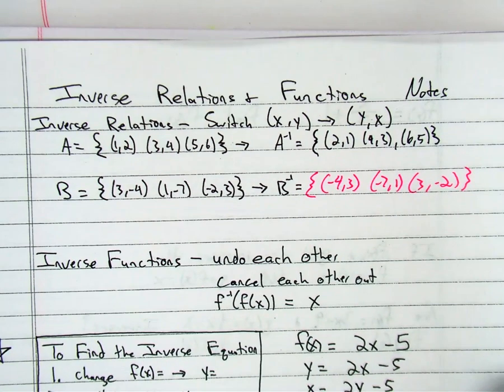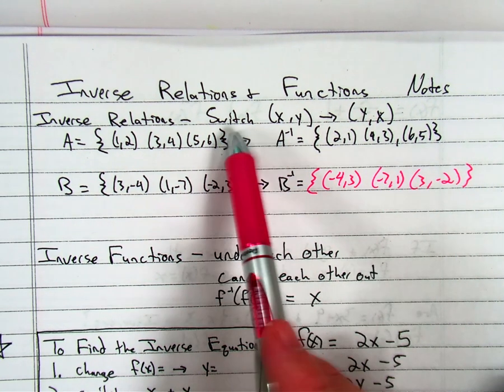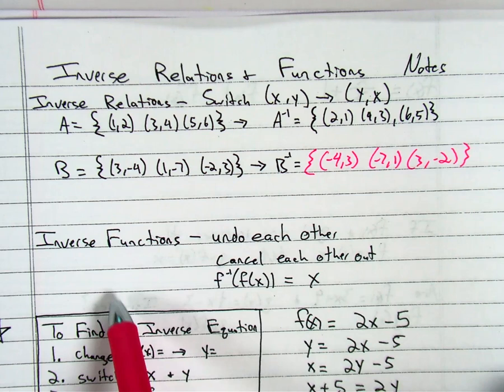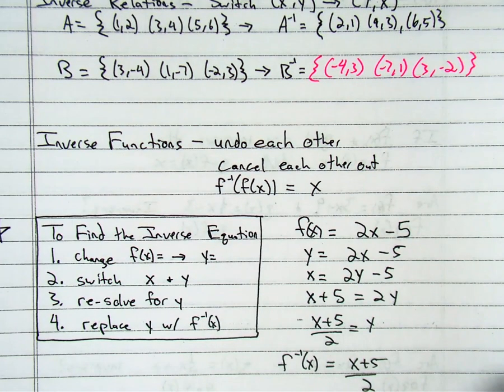Okay, that is not a test question, but the idea of flip-flopping x and y to be the inverse is used in at least 2 types of test questions. Here's one of them. Finding the inverse function. Inverse functions undo each other or cancel each other out. F inverse of f, or f of f inverse, should cancel each other out and just leave x.